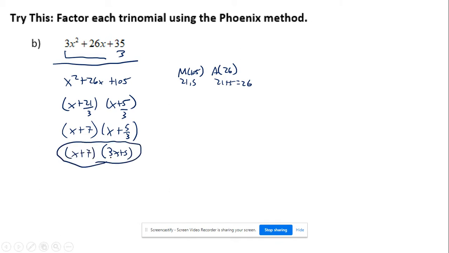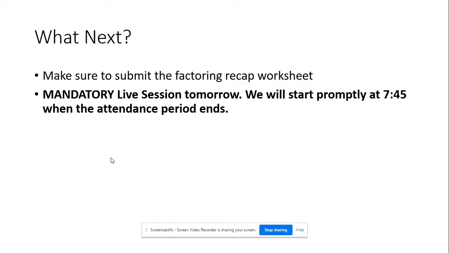Now, hopefully, this is what you had for your answer. And if not, I'm not going to mark you wrong for this one. But it lets me get an idea of how we're doing on problems like these.